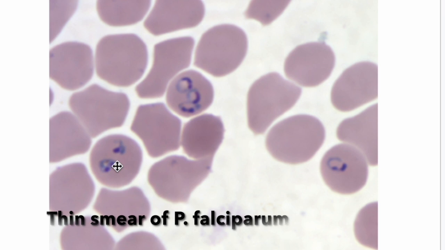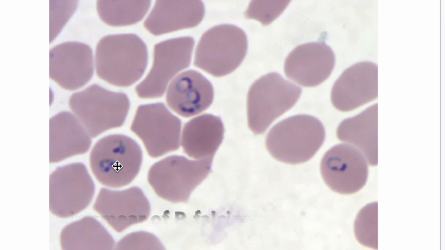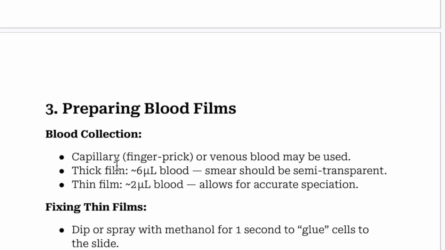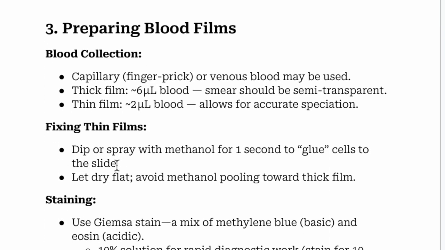You don't really care about the ones that may be outside, so that you can speciate as well as take note of the parasitemia, which is the number of parasites in the red blood cell. So we've talked about preparing these smears. How do you actually do it?